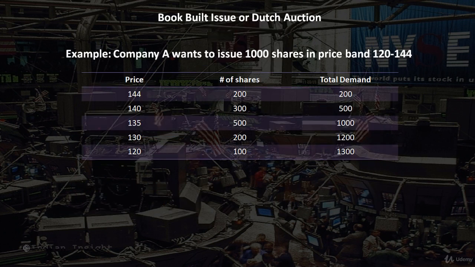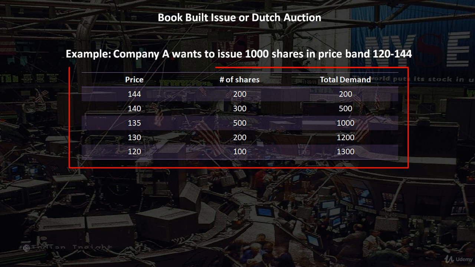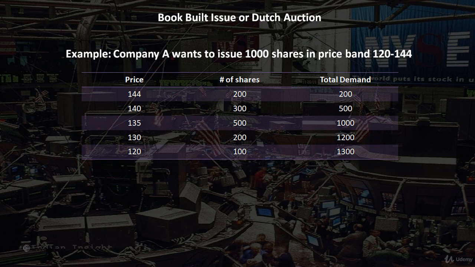Let's say a company A wants to issue 1000 shares through a book-built offer. Let's say the company has decided on a price band of 120 to 144. Let's assume that the company has received all these bids. The company would start by sorting the bids from highest to lowest. It would start by allocating shares to the highest bidder first and then progressively moves down until all the shares that need to be sold are allocated.